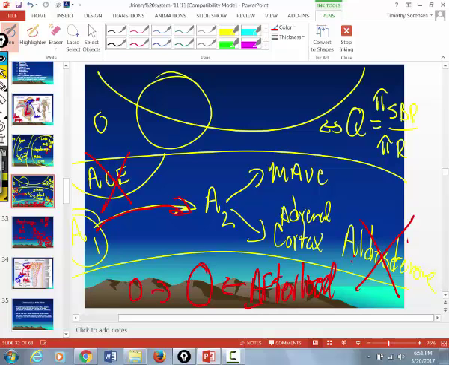Right. ACE inhibitors prevent the conversion of angiotensin 1 to angiotensin 2. Angiotensin 2 is a massive arterial vasoconstrictor. So if you don't have that, the arteries are going to dilate. That reduces afterload, right? Resistance to blood flow.